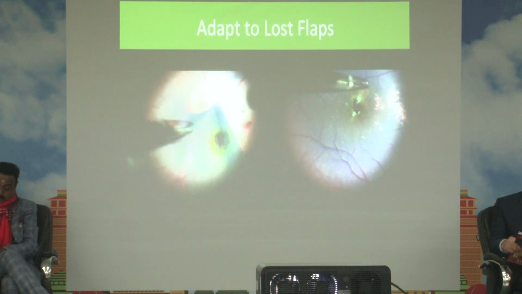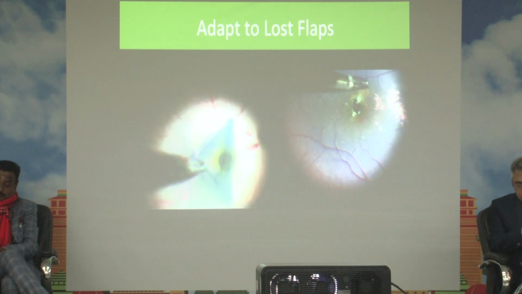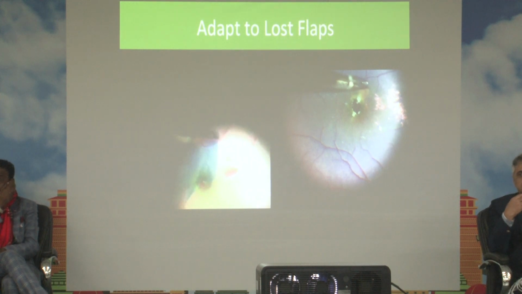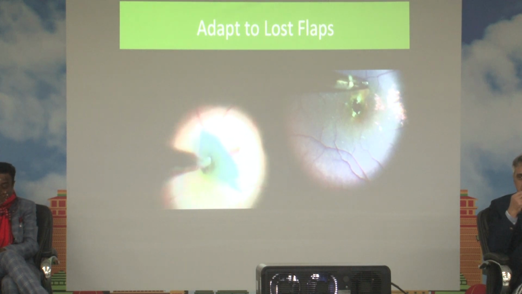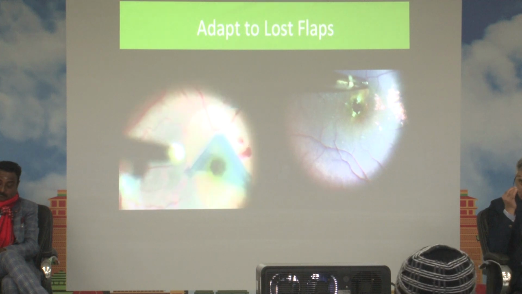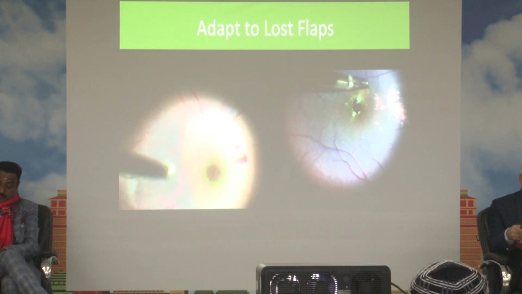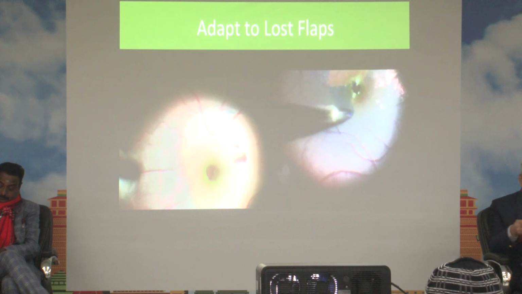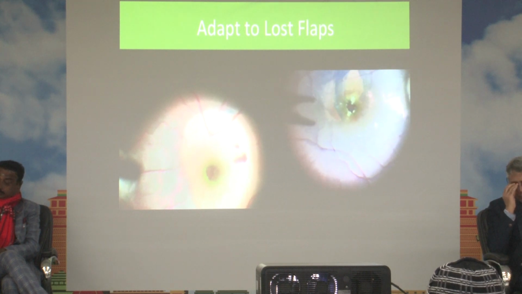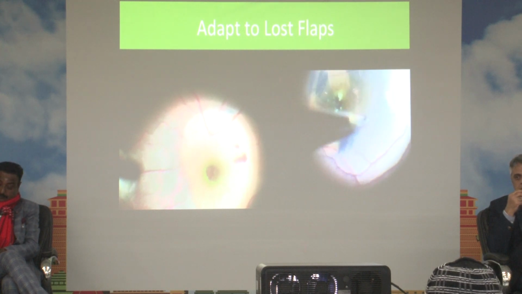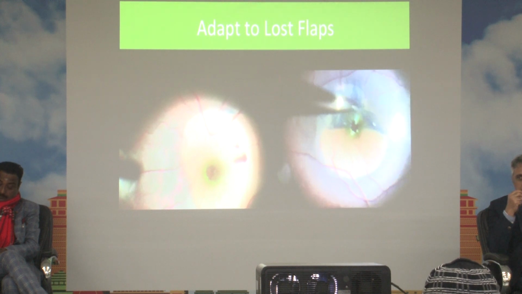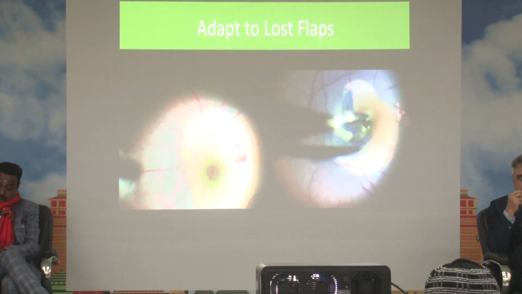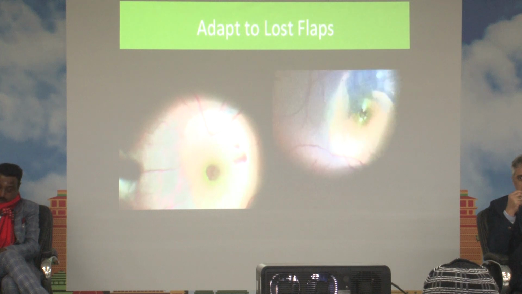Now, ILM is one of the tools that we use to address different macular pathologies, and we use it in different forms. You can adapt it, you can stuff it, you can put it over any defect. But there are situations in which you don't have the ILM, so we have to learn to adapt ourselves to lost flaps or where ILM is not there.